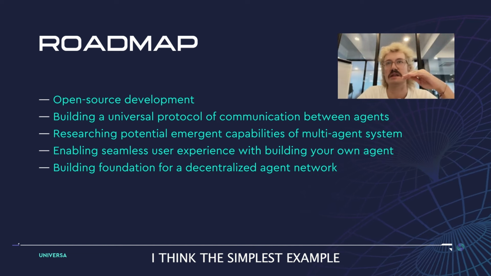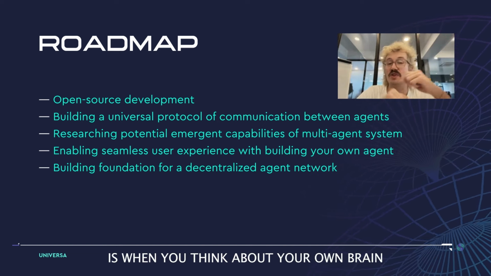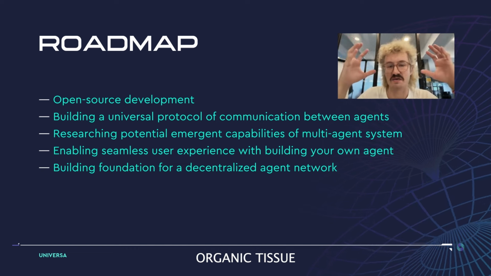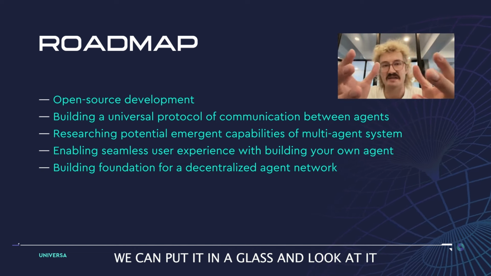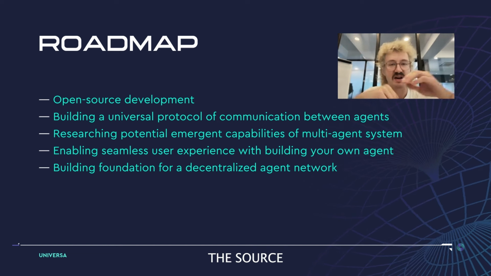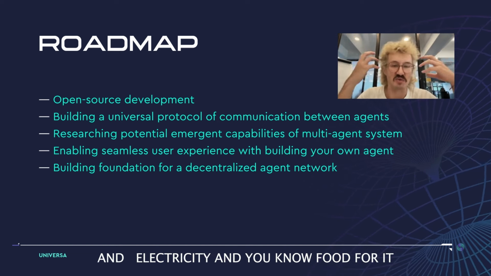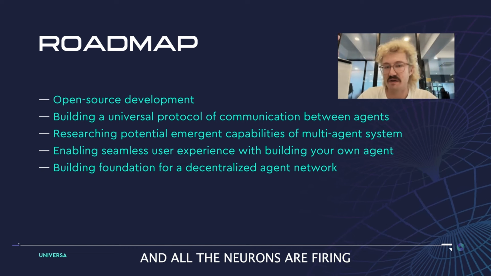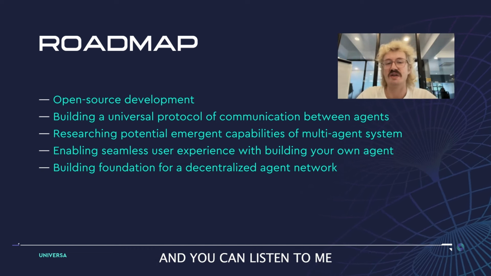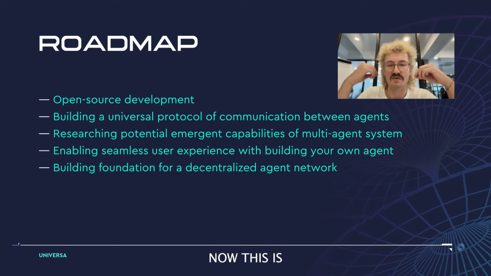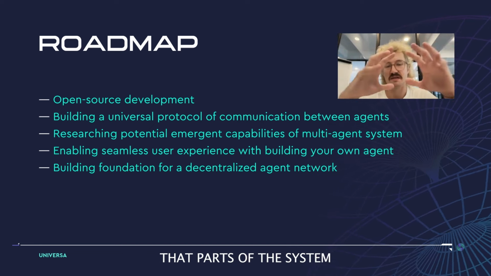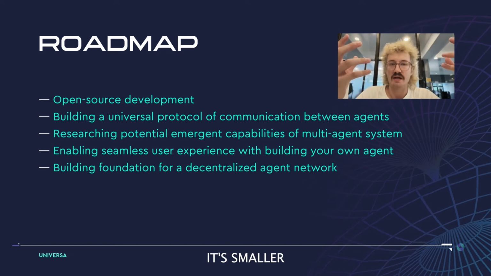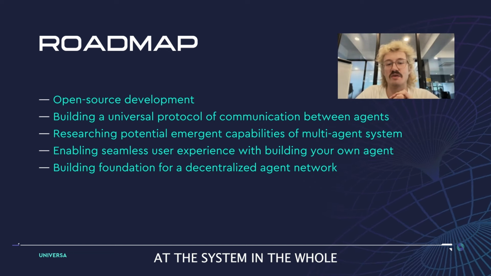Now, emergence, I think the simplest example you can think of is your own brain. The brain is just an organic tissue. Well, it's a very complex organic tissue. But at the end of the day, we can put it in a glass and look at it, and without the resources, electricity and food for it, it will just be this tissue. But the moment it is activated and all the neurons start firing, I can now speak all these things to you, and you can listen to me and you can think about it. This is what we can call an emergent capability: if we just sum the input of the parts of the system, it's smaller than when you actually look at the system as a whole.